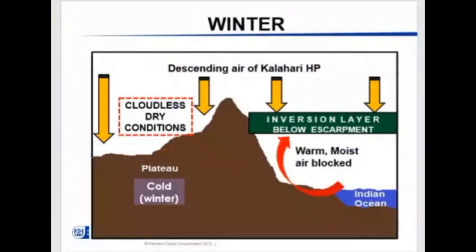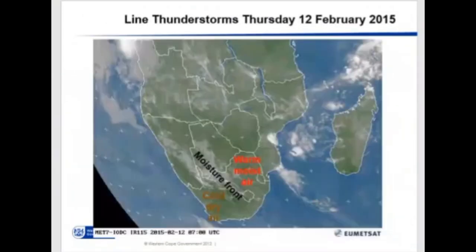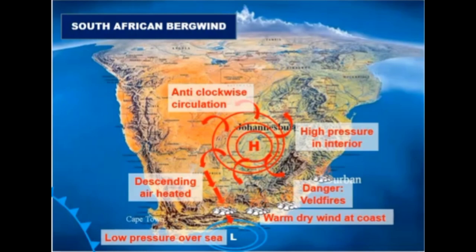That one. Okay, winter. Kalahari high pressure, descending cold air. But that cold air can't go through the surface of the Earth. Where is that air going to go? Here we go. That slide quickly. Here we go. That's the one I'm looking for. Okay, let me just make it a little bigger here.